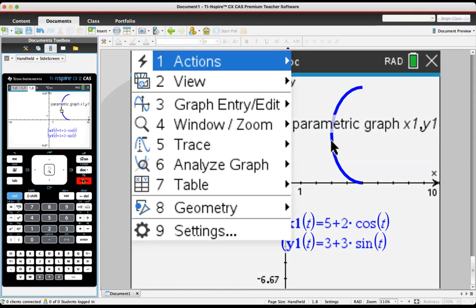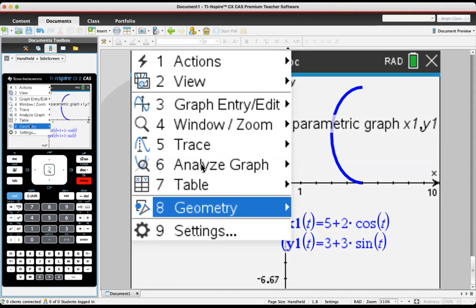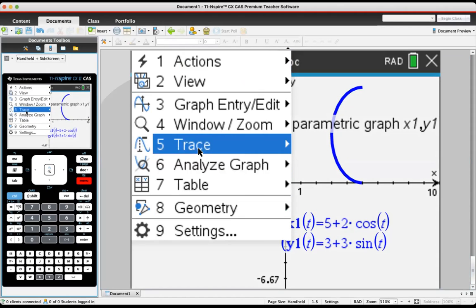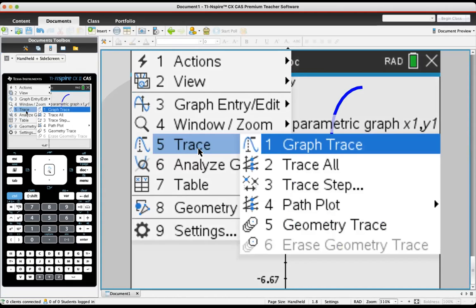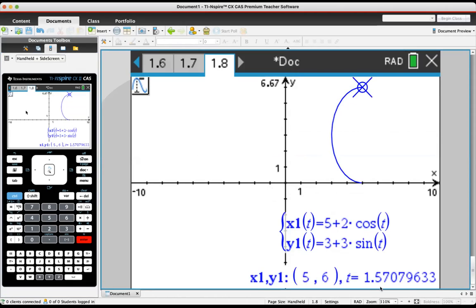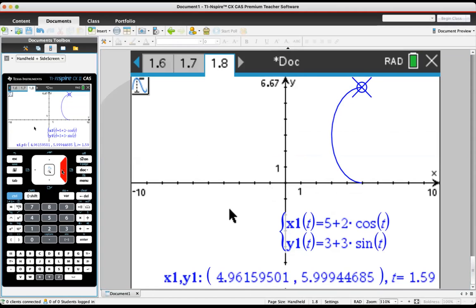And you could also press menu, trace, and then press graph trace. Now, see, this is the beginning t value. You can now press right. Okay, looks like the direction of motion along the path, the particle is traveling downwards, from top to the bottom, okay? And it's the left half of this ellipse.